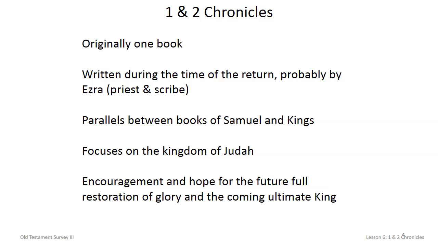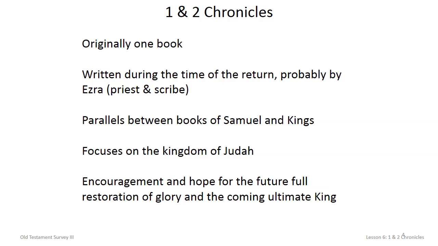Originally it was one book. It was divided during the time of the Septuagint, which was the Greek version of the Old Testament. And then the Latin Vulgate followed that and changed the name of it, so it's from the Latin Vulgate that we get the actual title. This book was written during the time of the return, most likely by Ezra, who was a priest and a scribe. We'll see more about him in the next session because we're going to be looking at the book of Ezra.